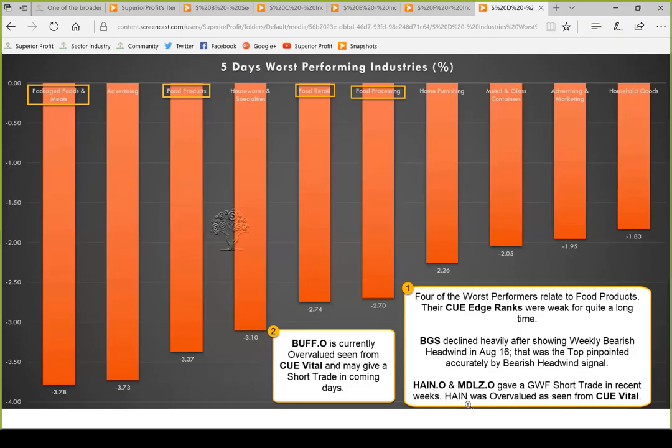I also saw HAIN was overvalued. So let's look at Q Vital, and we'll see when doing the peer analysis of HAIN that BUFF is also overvalued currently. And then we look at the same BUFF using Q charts to see that there may be a potential short in the coming days, especially if the industry continues to remain weak. So let's go to Q Vital first and check the fundamentals for HAIN.